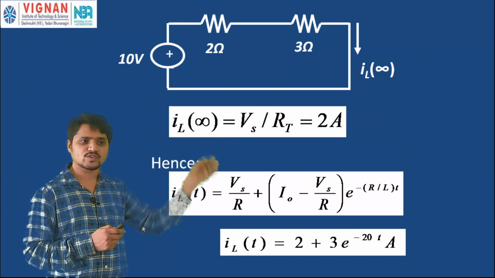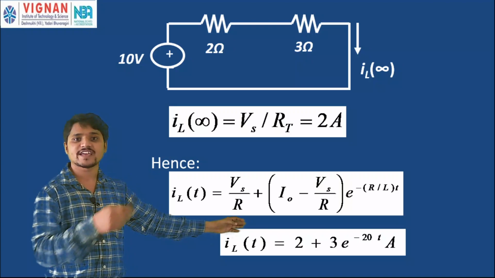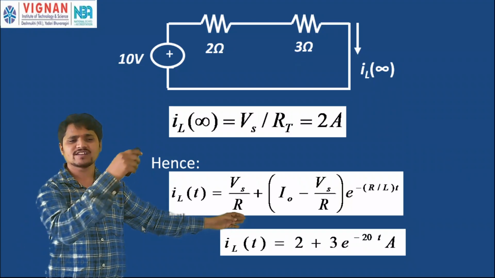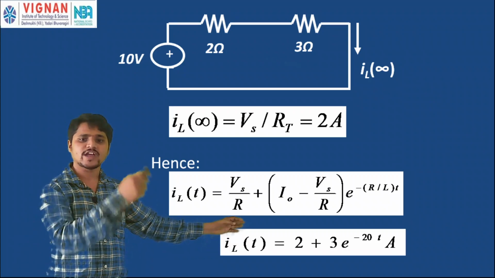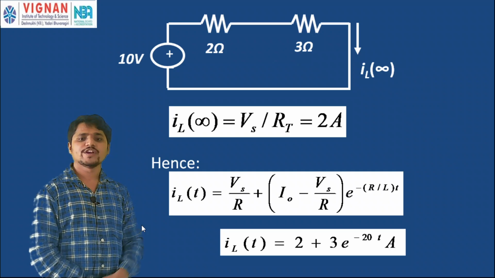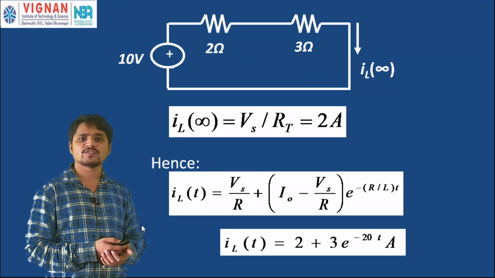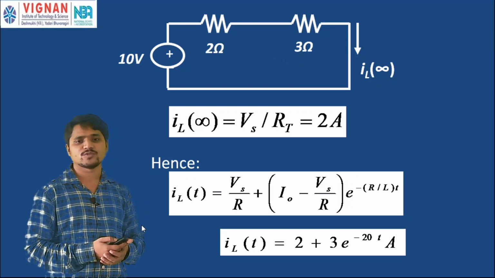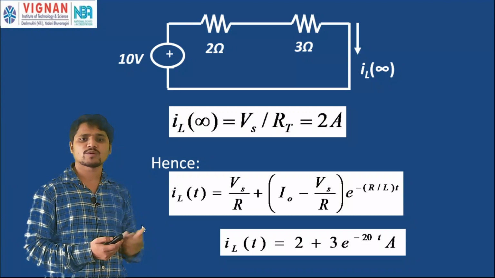This e to the power of minus 20t explains that the current is decaying. That means the transient current will no longer exist as the time passes to infinity. Now put t equal to infinity. So e to the power of minus 20 into infinity is e to the power of minus infinity, which is 1 by e to the power of infinity.